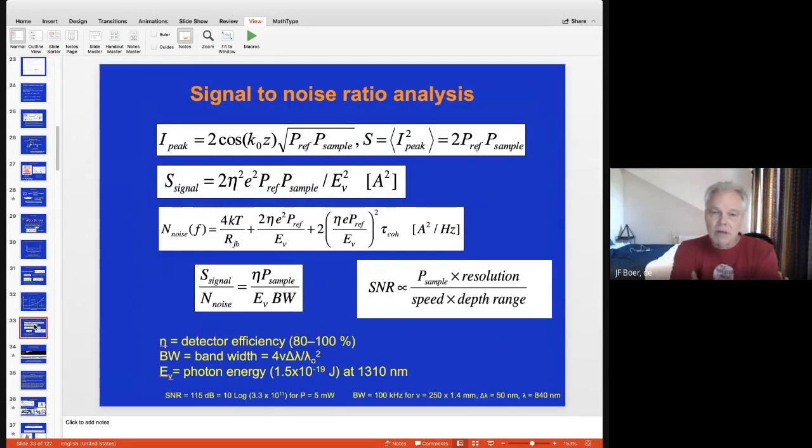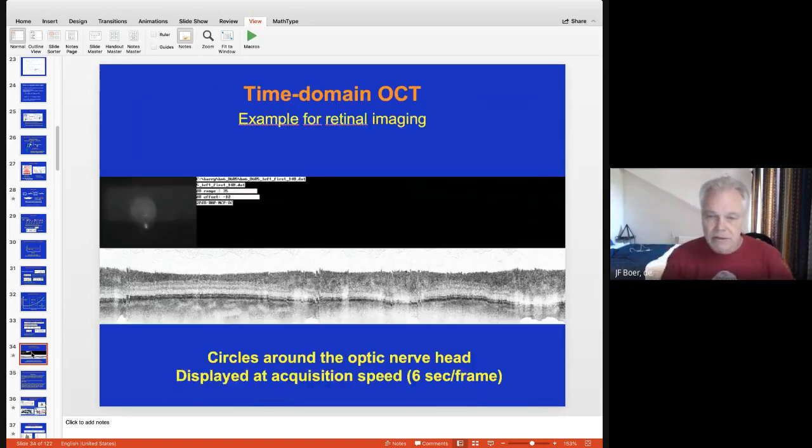Okay, so I'm basically gonna skip this slide because I want to explain in words what's going on. So first of all, I have explained to you the principle of OCT with a moving mirror. And what I'm going to show you now is a movie that was acquired with a state-of-the-art system in about 2001, 2002.